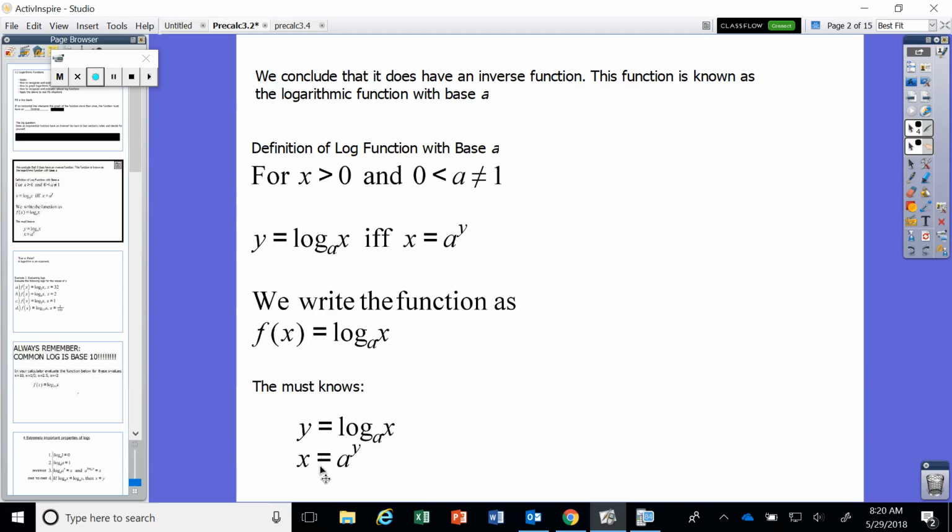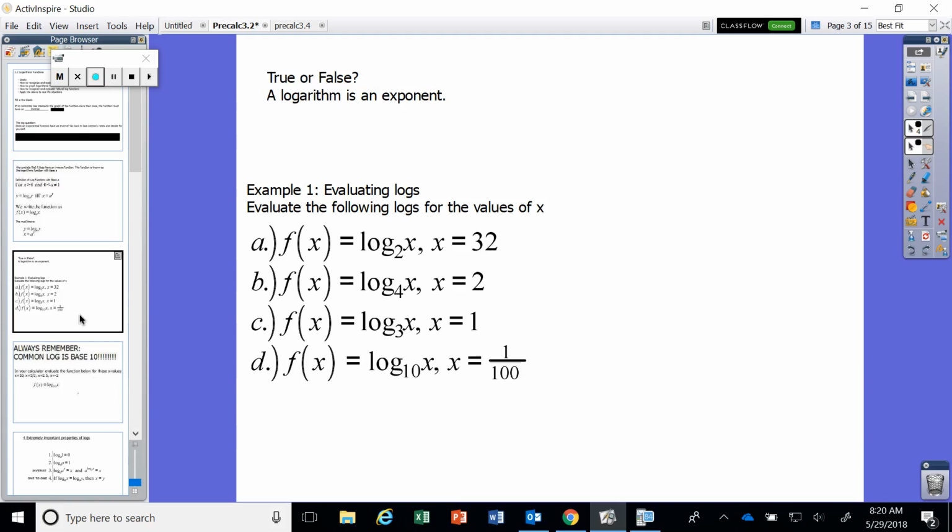So what are the must-knows? Well, the must-knows are the definition. y is equal to log base a of x, and x has to equal a to the y. Plain and simple, no ifs, ands, or buts about it. All right. So let's take a look here for a sec.